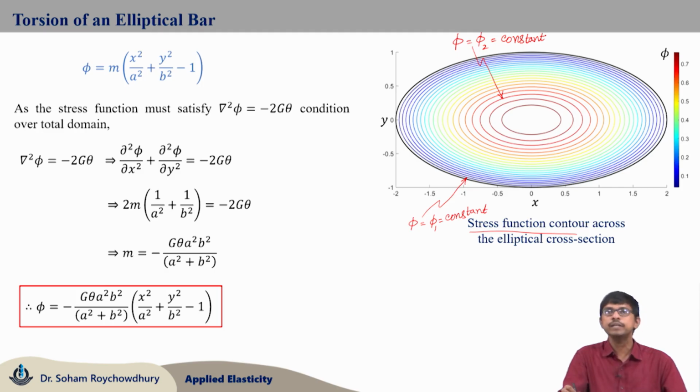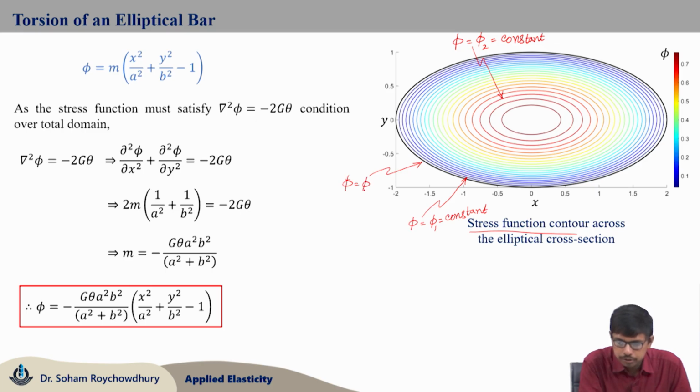So, all these elliptic lines are basically the stress contours. Phi is set to different constant values and all those stress function contours are basically ellipses. So, you can see the set of concentric ellipses starting from the outer boundary and shrinking towards the center, and note that at the outer boundary phi should be 0. So, on the outer boundary, let us say phi equals phi naught, and it should be 0.